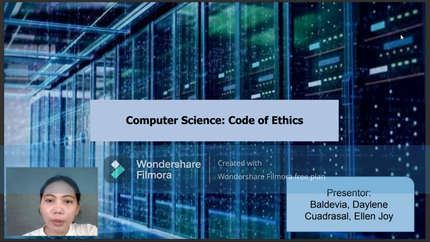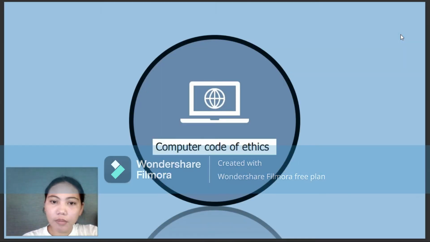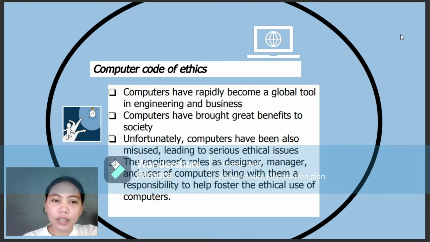We are here to report the topic of computer science and code of ethics. Computer code of ethics. Computers have become a global tool in engineering and business. Computers have become an essential business tool. They are used in every aspect of the company operation, including product creation, marketing, accounting, and administration. Computers have brought great benefits to society.